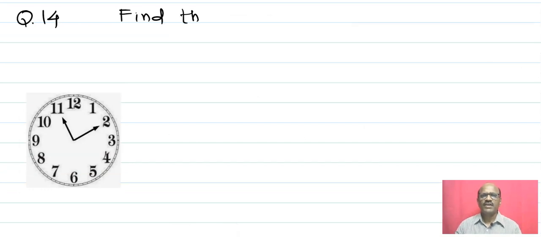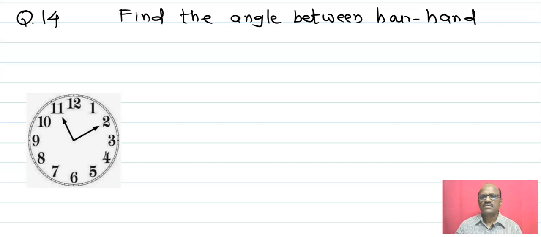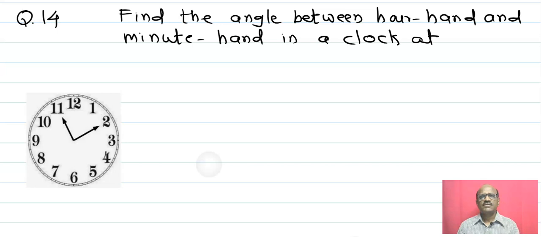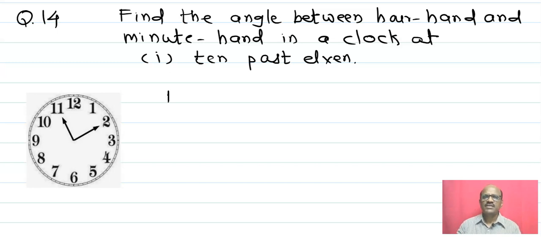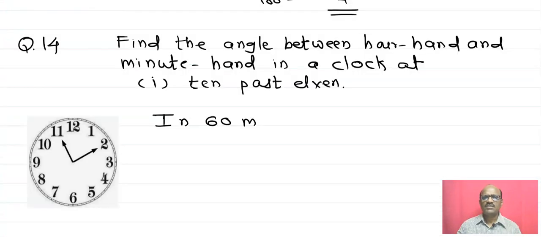Now the next is, find the angle between the hour hand and the minute hand. Now see this, I will explain it like this, that is 10 past 11. What is that? The 10 past 11. Now the angle between the 11 and the 12 is 90 degree.